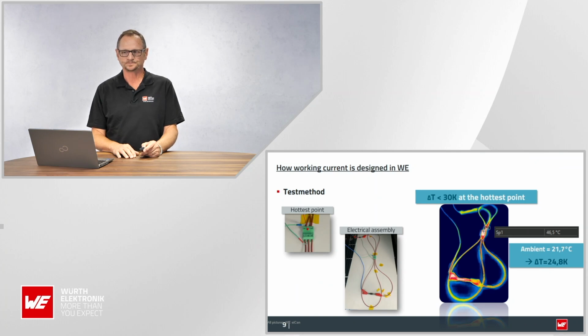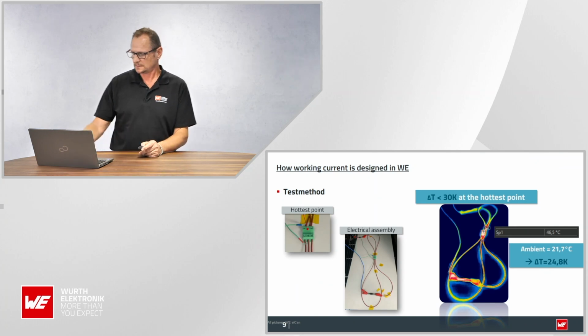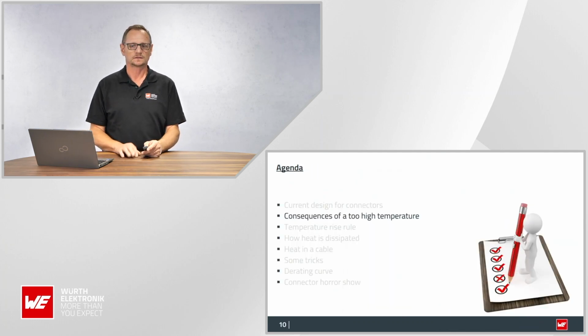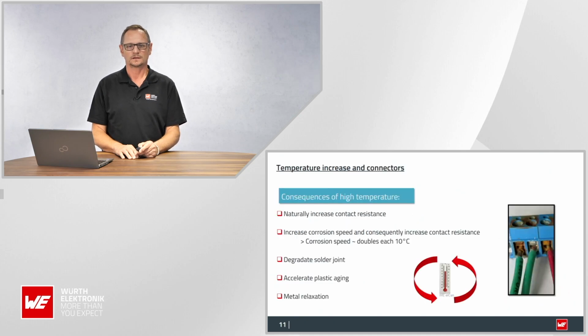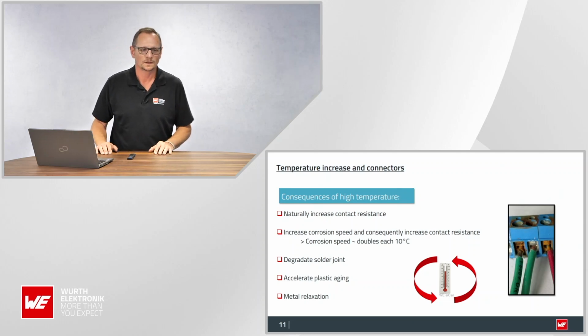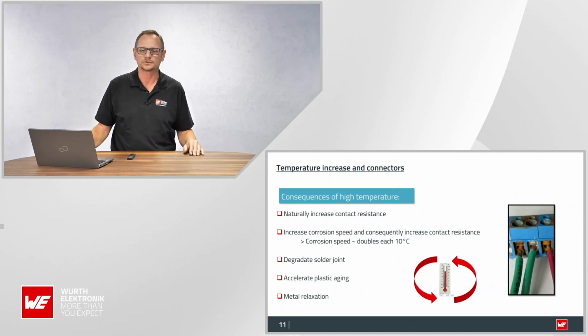And so the question then is, what is the consequence of a too high temperature? We saw the image in the very beginning, and what else can happen, of course, is that if an electrical conductor is heated up, it also increases its resistance. That's just by nature.